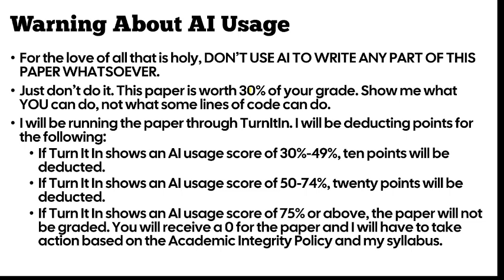So the paper will go through Turnitin, and I will be deducting points for high AI usage. If your usage is 30 to 49%, 10 points is going to be deducted. This was not included in the rubric because this is overall at the end after I've analyzed your paper with the rubric. If your AI score is 50 to 74%, 20 points will be deducted. And if your AI usage score is 75% or above, I'm not going to grade your paper. You're going to earn a 0, okay? And I will also have to take action based on the academic integrity policy of the university and how it's stated in my syllabus, okay?